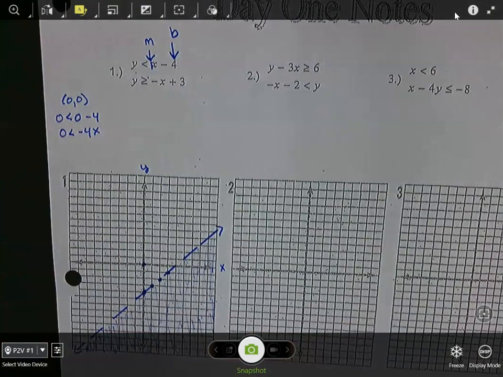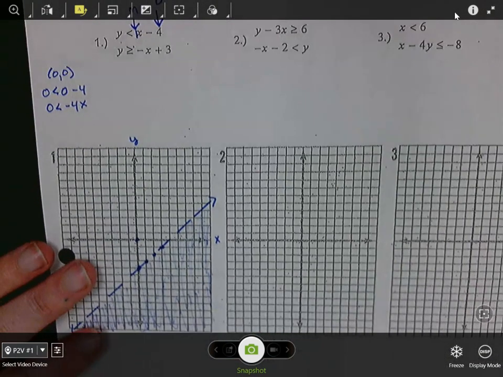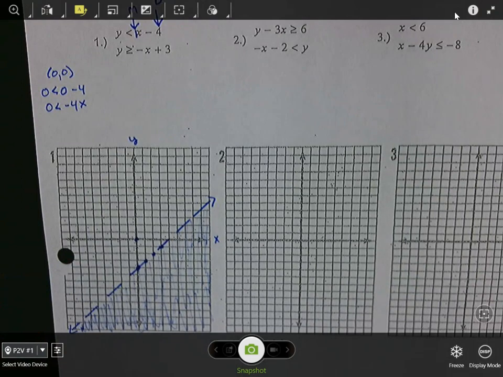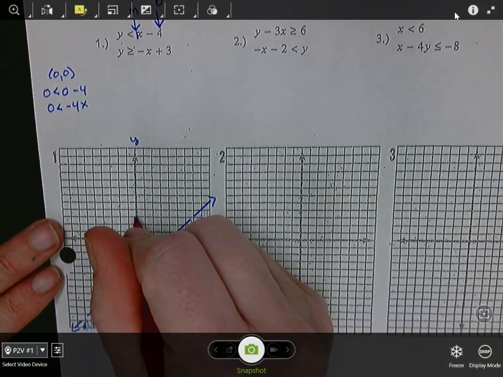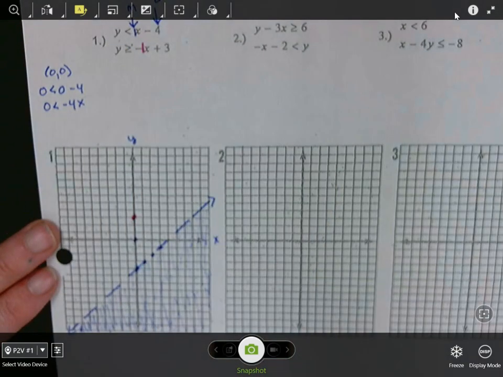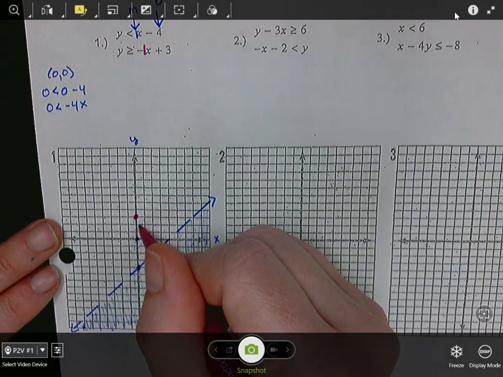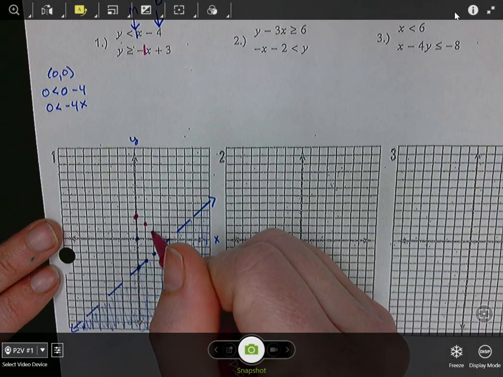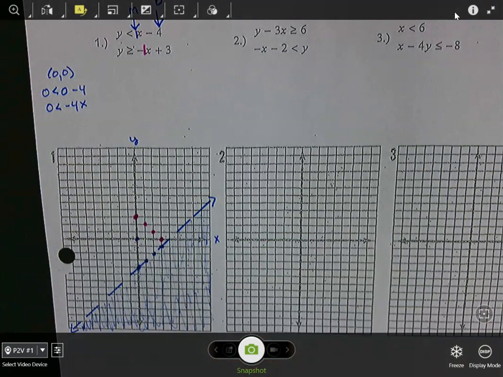And I'm going to do this in a different color. y is greater than or equal to negative x plus 3. So my y-intercept is 3, so I'll put a dot at the 3. And my slope is negative 1. So that means you start at the 3 and go down 1 to the right 1. Down 1 to the right 1.